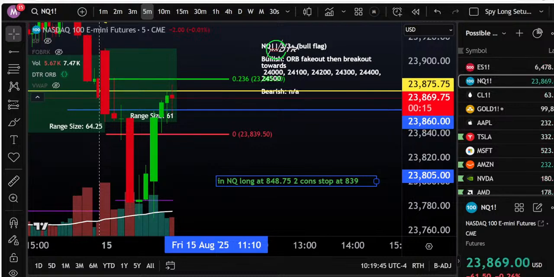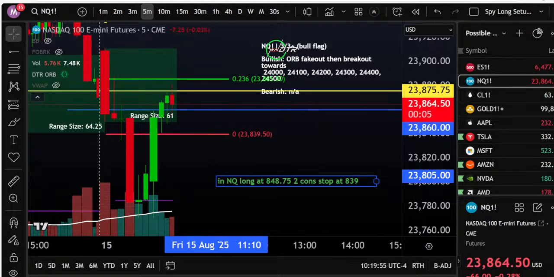Yeah, let's give it one more chance here. You got this, NQ. I believe in you. Oh, this trade's bringing out all my weird characteristics. Let's see if this thing can keep pushing.